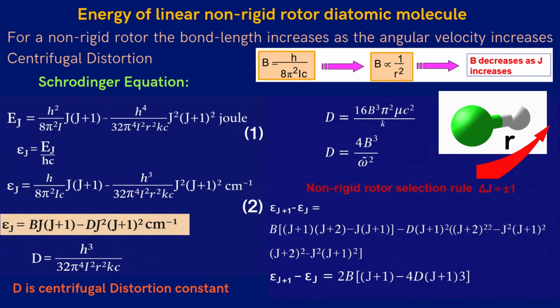To account for this non-rigid behavior, the Schrödinger equation gives the rotational energy, Ej, in joules, equation number 1. The energy in joules is converted to wave number by dividing by hc. Equation number 2 shows the energy in wave number, which is further simplified to epsilon J equals BJ into (J plus 1) minus DJ square into (J plus 1) square per centimeter, where D is called the distortion constant. The constant D depends on molecular parameters and is given here. Further, the selection rule for the non-rigid rotator is delta J equal to plus or minus 1. Based on this, the possible allowed transitions can be calculated as given here.